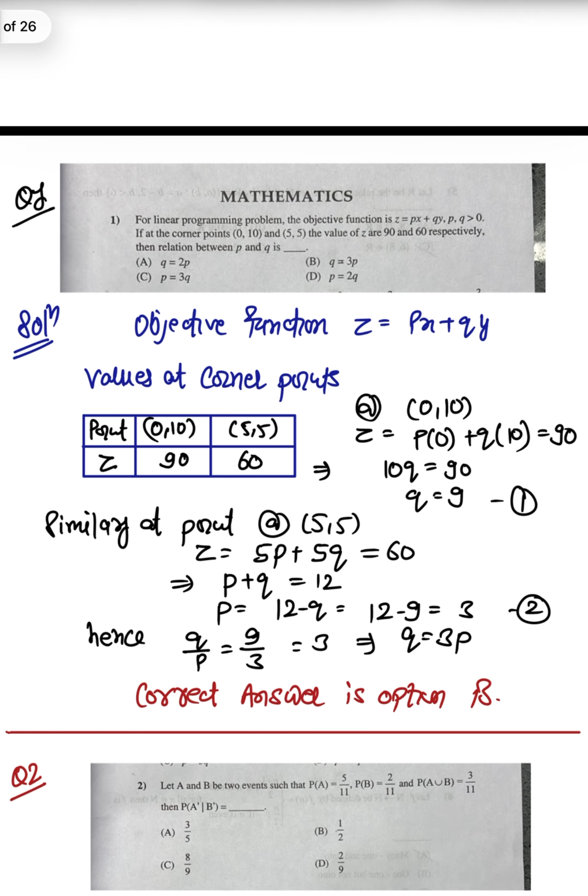So the first problem is from linear programming. The objective function was given, and two corner points and the value of Z at those points are given. So we have to find the relation. It was an easy problem. We put in the points (0, 10), where the value is 90, and (5, 5), where the value is 60. We'll get two linear equations. While solving, we'll get the relation q equals 3p, so option B is correct.